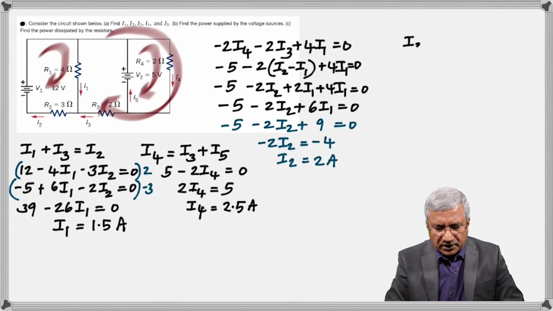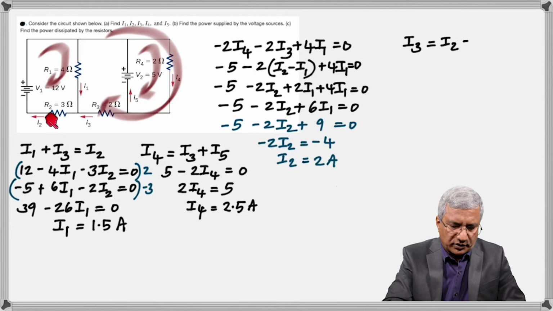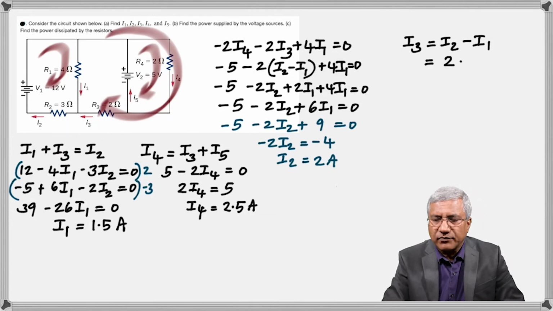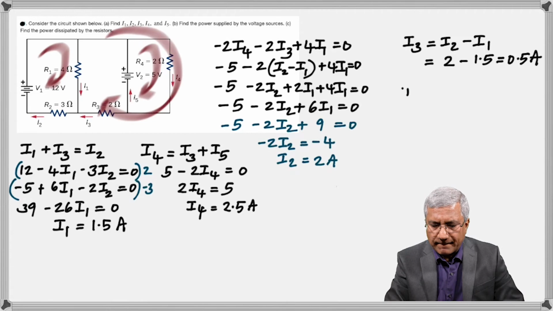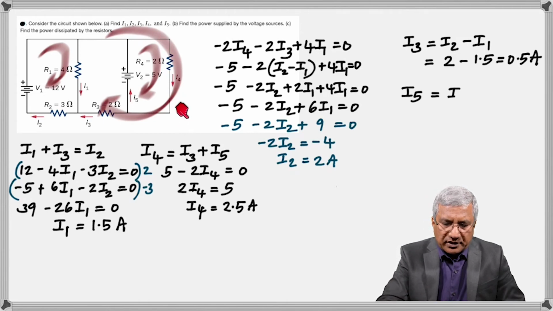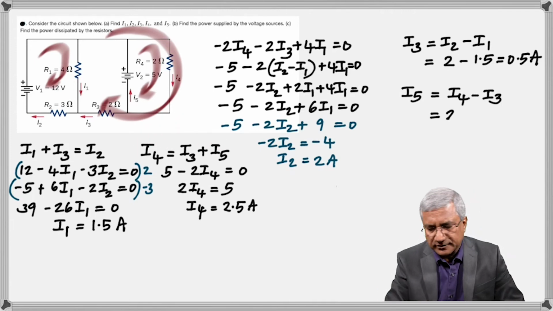Once you get I1 and I2, surely you can find I3 using this. I3 is I2 minus I1. So 2 minus 1.5 gives 0.5 ampere. And since we have I3 and we also have I4, now you can find the value of I5.